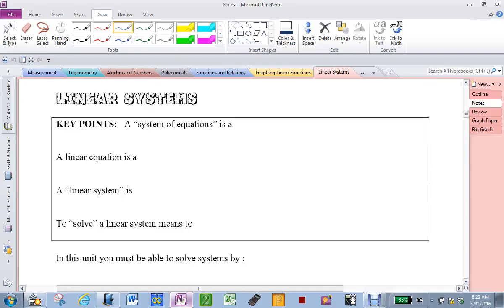Linear systems. We already know what linear means. What does it mean? Repeated change to what? The x and y axis. It does not have to be the same change, but it has to be repeated change, resulting in what kind of pattern when we graph it? A straight line. Yes? Okay.